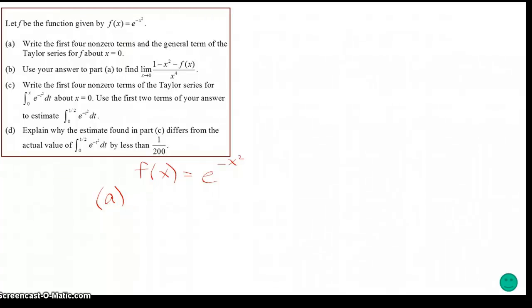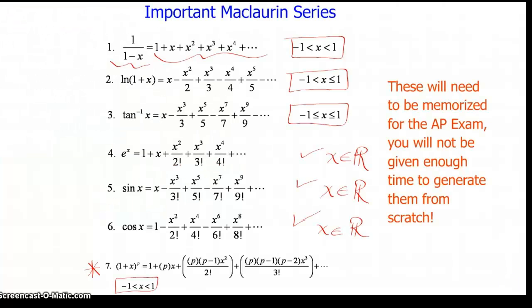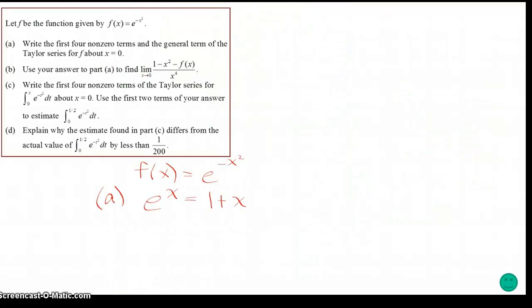What we would do is start with the known series expansion for e to the x, which is 1 plus x plus x squared over 2 factorial plus x cubed over 3 factorial, and so on. It says the first 4 non-zero terms, so that's all I should have to know. But it also says the general term. The general term for e to the x is something I would automatically know as well. You're going to be expected to know the general term for e to the x as well.